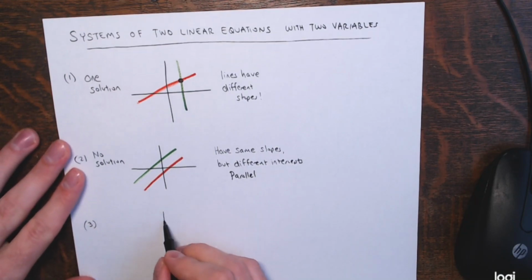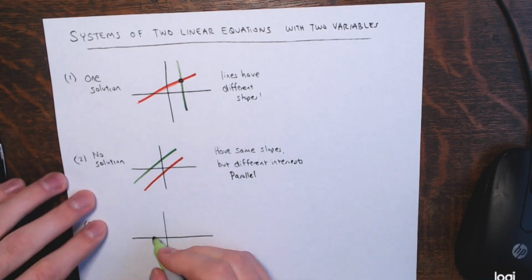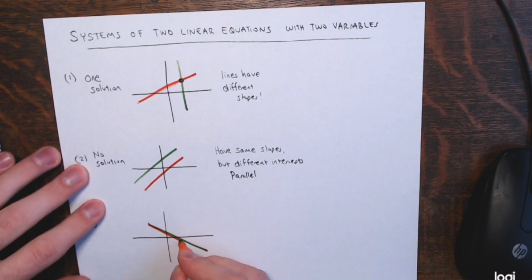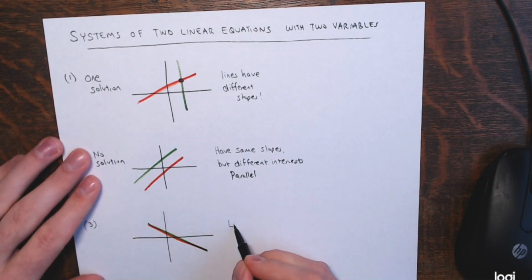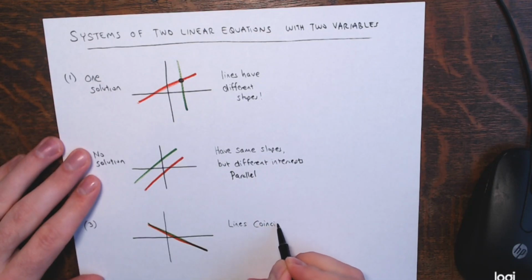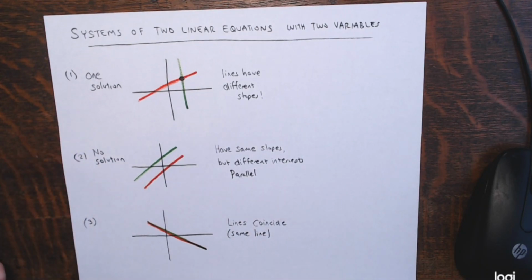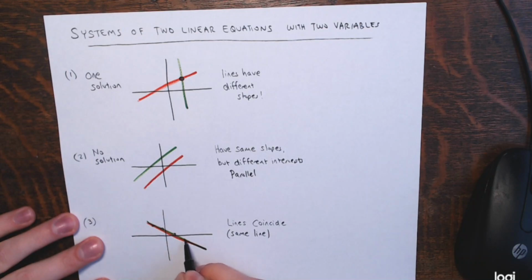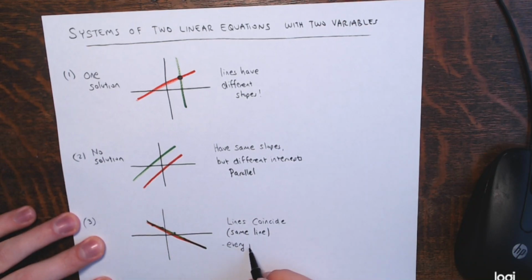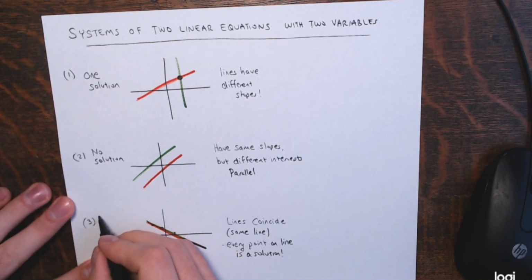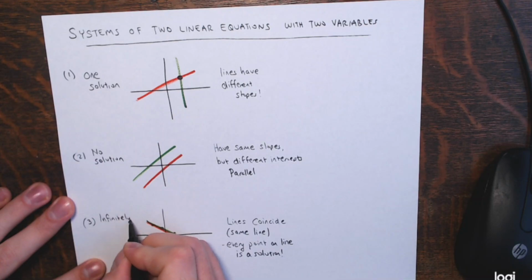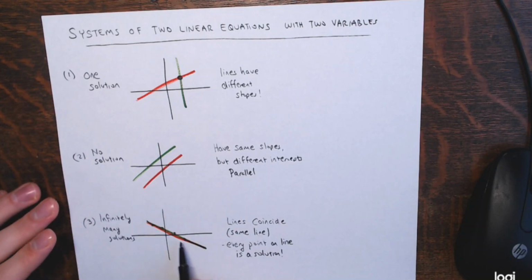And the third case is, you draw one line, and then you go to draw the other line, and it's exactly the same thing. The lines coincide, or they are the same line. They're right on top of each other. In that case, every single point on the line is a solution, because every point on the line is on both lines. So this kind of system would have infinitely many solutions. That means they have the same slopes and the same intercepts; they're the same line.